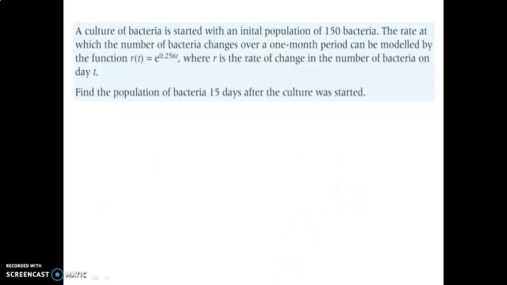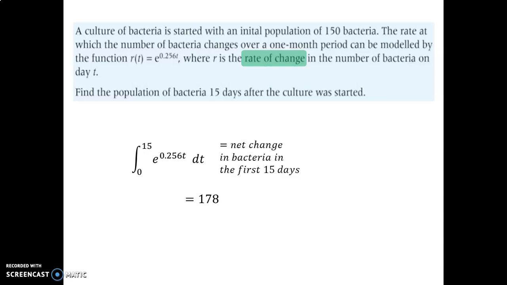So again, same problem, try the shortcut method. In this case, we're going to do the definite integral of the rate model from 0 to 15. That will give us how much the bacteria changed from day 0 to 15.